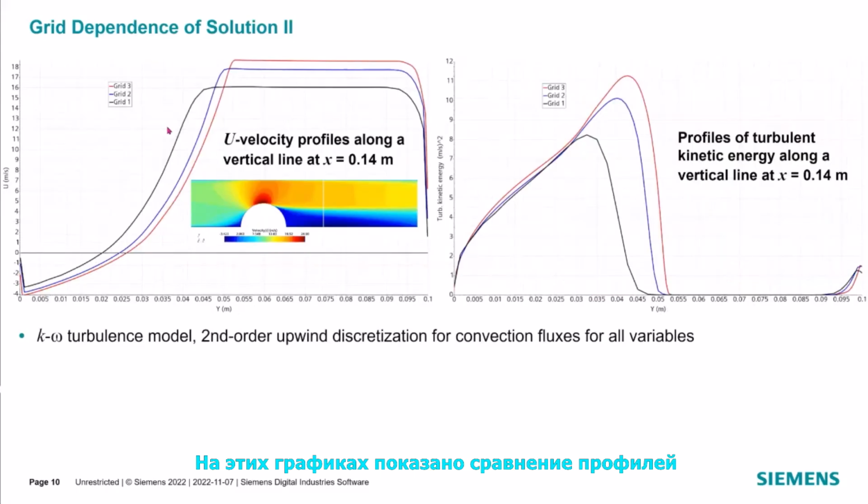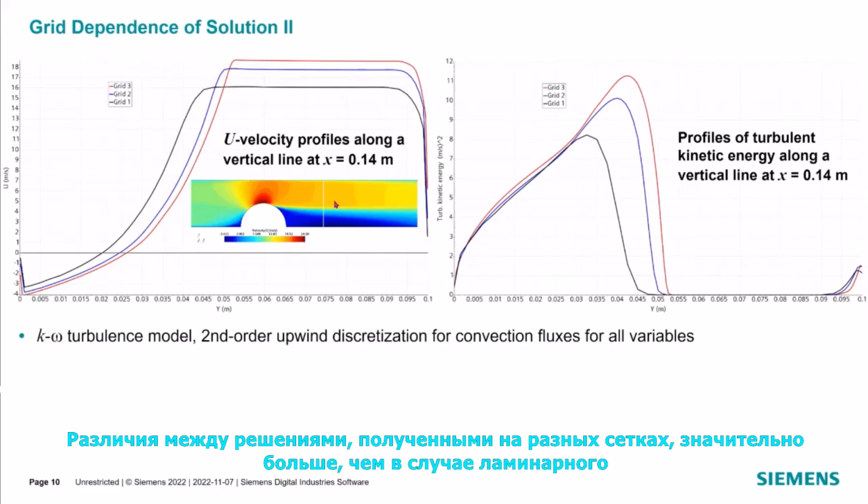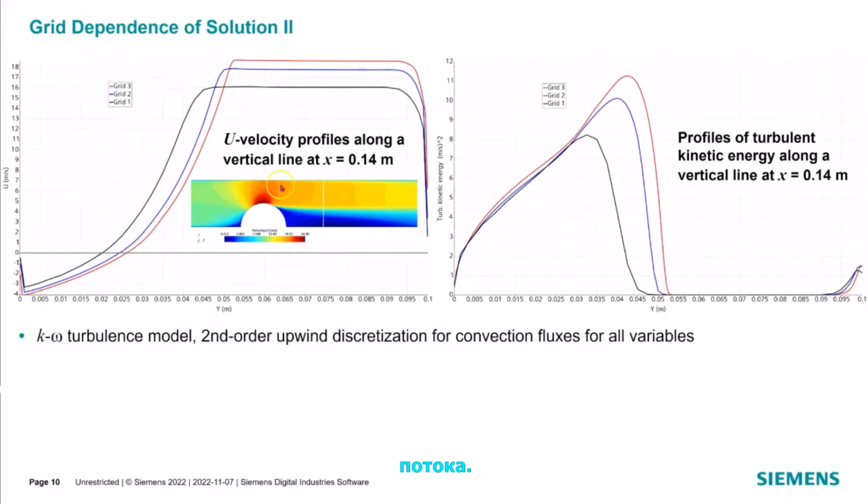These plots show the comparison of profiles of the streamwise velocity component and turbulent kinetic energy along a vertical line at x equals 0.14 meters, computed on 3 systematically refined grids using the k-omega turbulence model and second order upwind discretization for convection fluxes for all variables. Differences between solutions obtained on different grids are much larger than in the case of laminar flow.